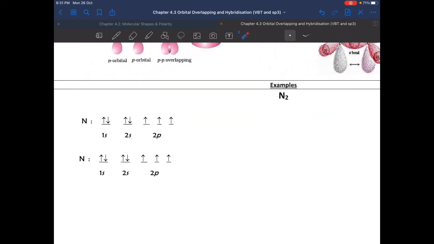Kita akan overlap orbital yang valence. Valence orbital. That's mean orbital yang berada dekat valence electron lah. Okay, so for this one also, you can just draw your valence electronic configuration, which is 2s2 and 2p3 for nitrogen. And since kita akan form N2 molecule, so dua-dua nitrogen. Okay, so macam tadi, so yang unpaired electron yang single will overlap with single. Okay, so single ni overlap with single, single ni overlap with single.